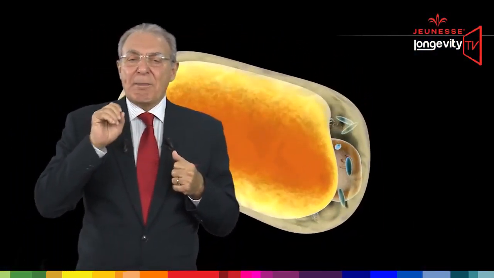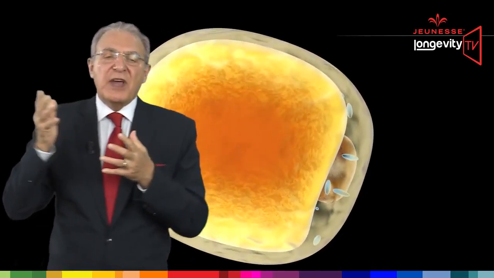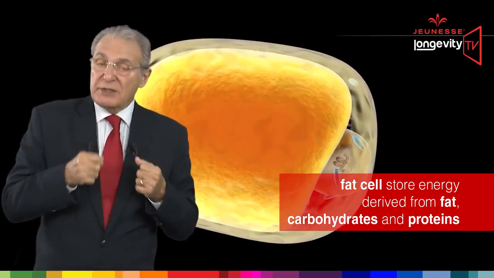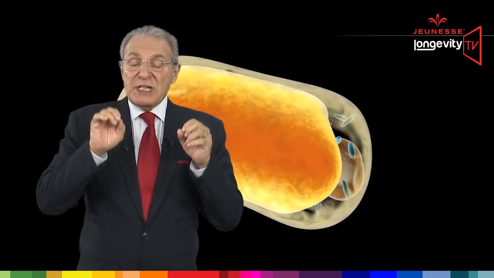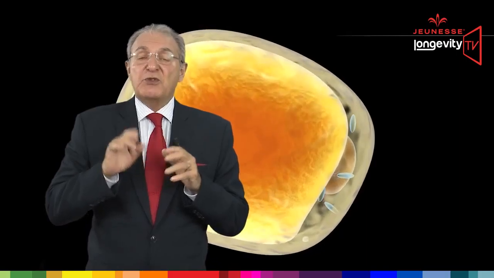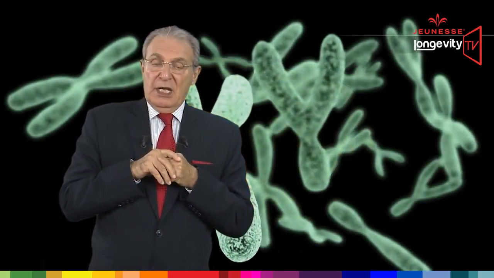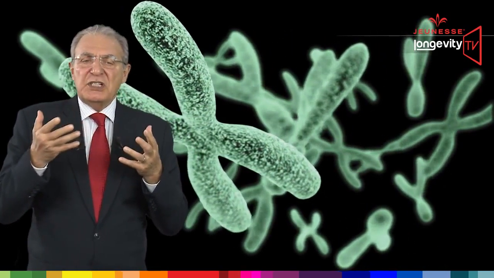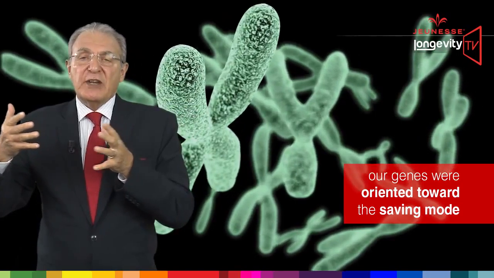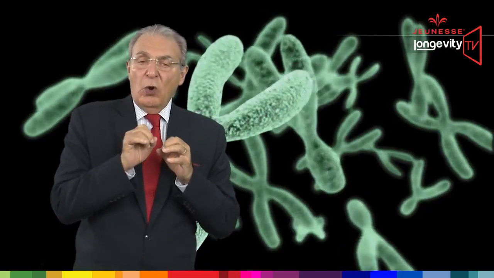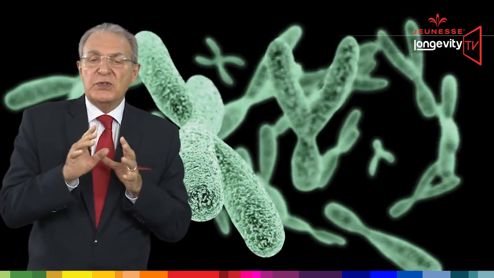This cell has the capacity to store all kinds of energy derived from fat, from carbohydrates, and even proteins. It can increase 50-fold its size and retain energy in the form of triglycerides. Because of uncertainty of food availability, our genes were oriented toward the saving mode, which means that every time we eat, all the energy coming from the food was oriented into the storage facility.